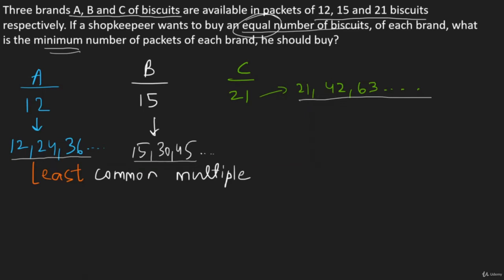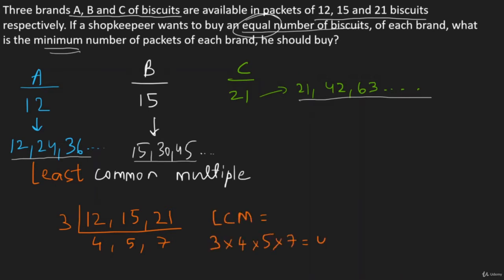Alright, let's find the LCM of 12, 15, and 21. We write the numbers. 3 is a common factor of 12, 15, and 21, so I take it out. 12 by 3 is 4, 15 by 3 is 5, and 21 by 3 is 7. Therefore, my LCM is equal to 3 into 4 into 5 into 7.